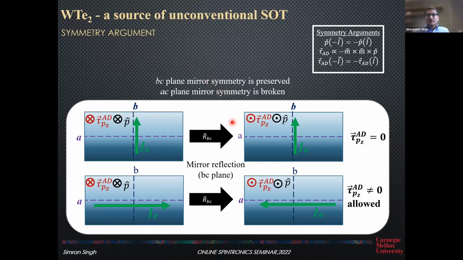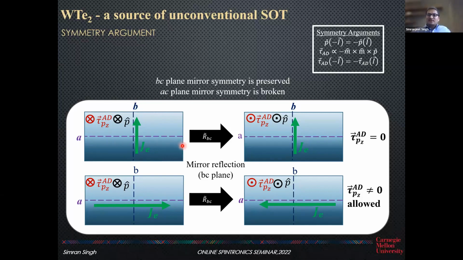So the idea here was simple. They argued that if you look at the crystal structure of WTe2, which I'm showing schematically here, this is a plane, and I'm looking from the top. This is the A crystallographic axis, this is the B crystallographic axis, and then the C axis is coming out of plane. The gradient of color shown here indicates symmetry breaking. If you look at the BC plane, the mirror symmetry of the system is preserved, but along the AC plane it's broken.